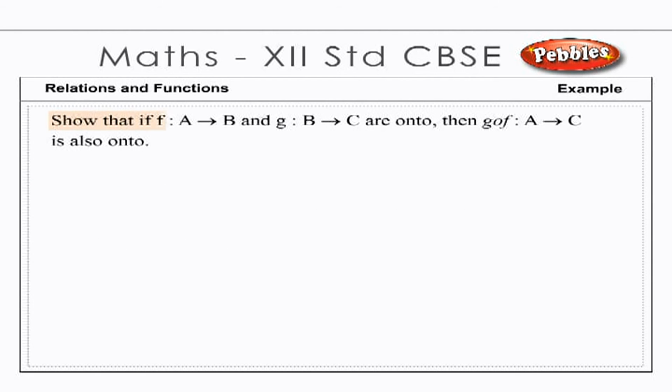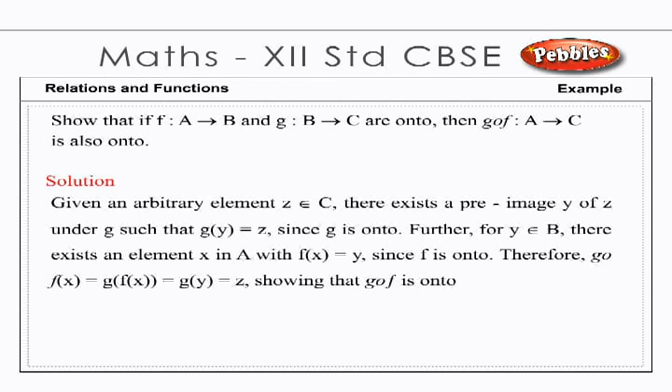Example. Show that if f: A → B and g: B → C are onto, then gof: A → C is also onto. Solution. Given an arbitrary element z belonging to C, there exists a pre-image y of z under g such that g(y) = z, since g is onto. Further, for y belonging to B, there exists an element x in A with f(x) = y, since f is onto. Therefore, gof(x) = g(f(x)) = g(y) = z, showing that gof is onto.